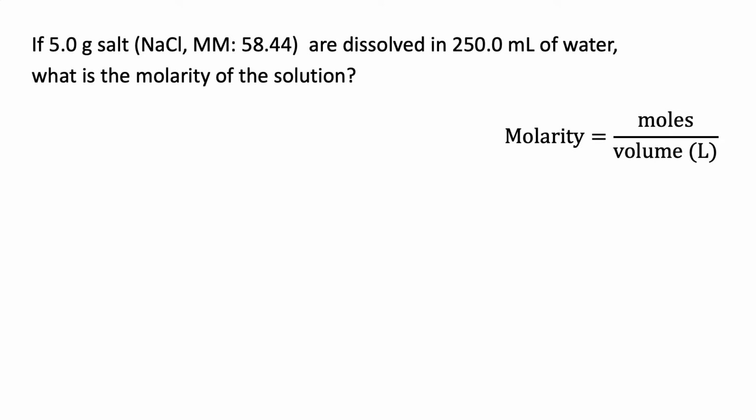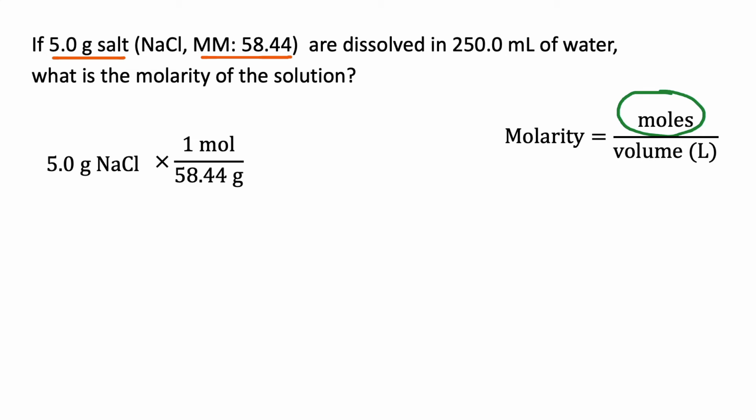So remember that molarity starts with moles on the top of the ratio, so we need to figure out how many moles of solute we have. The problem does not give us a number of moles, but it does give us a mass and a molar mass. So we can calculate the number of moles. We're going to take our 5 grams of salt and use the molar mass as a conversion factor to convert that to moles, and we're going to get 0.08556 moles. Again, that's not the correct number of sig figs, but I don't round to the correct number of sig figs until the end.